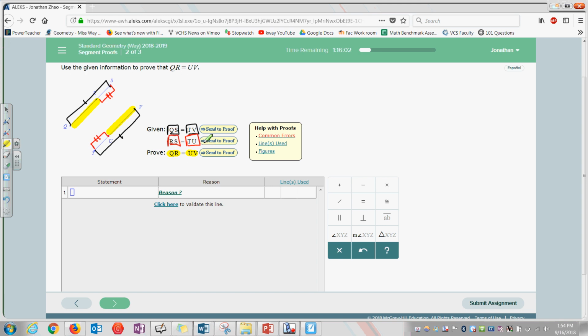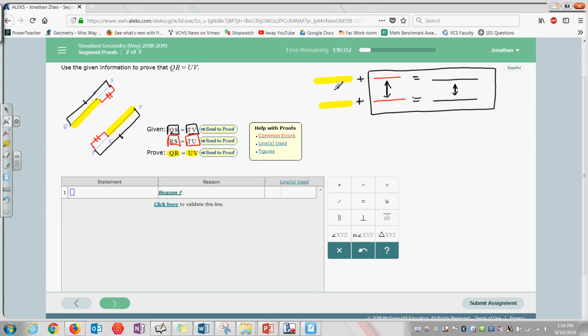Now, to talk yourself through it, let's start with the basic. The basic is if the yellow plus the red segments both equal the corresponding black segments, and we're told in the given that the blacks are the same and the reds are the same, we know if you subtract those, what's left will be the same, which is what we're trying to prove. So notice where I started. The segments add up to the larger segment. So we're going to come down here.